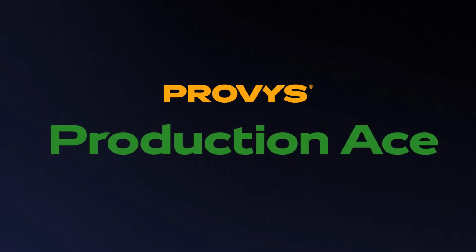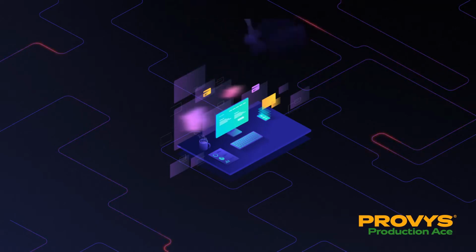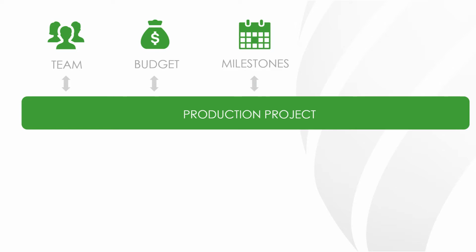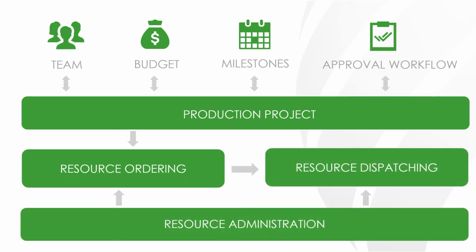Production Ace is our solution for your production management, covering essential processes with a possibility to expand. At the heart of Production Ace, there are production project tools for managing teams, budgeting, handling project milestones, and approving projects. We also included capacity management tools for resource ordering, dispatching, and underlying administration.